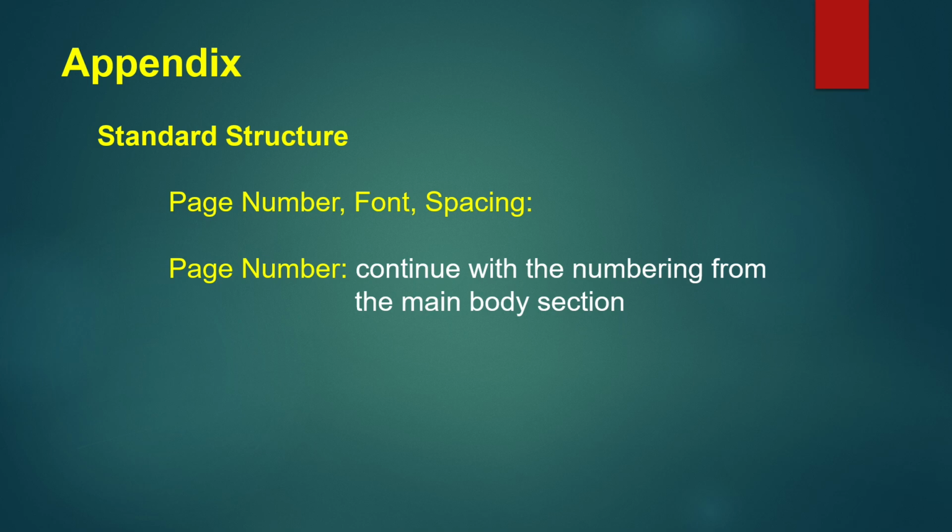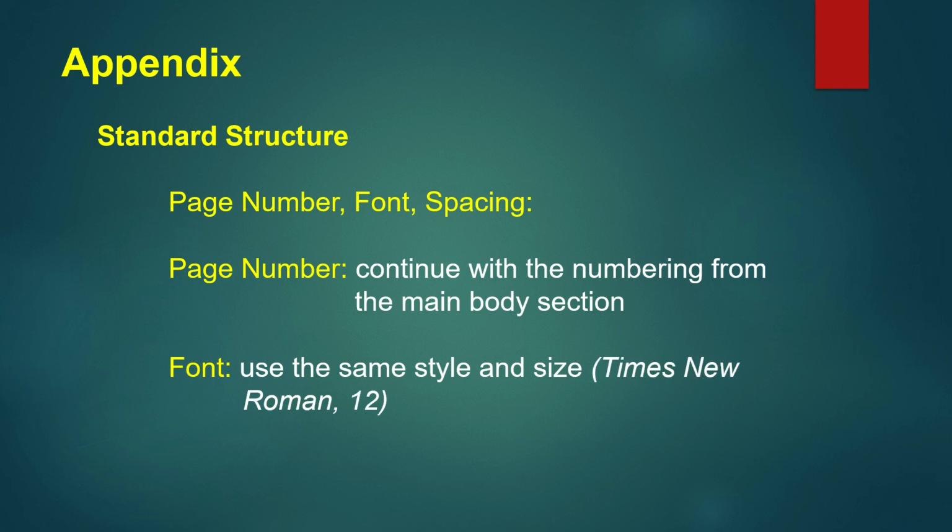As for the page number, continue with the numbering from the main body section and avoid restarting the page numbering. For the font, use the same font style and size you used in the other sections of the report. For example, Times Roman with 12 as its size. For spacing, be uniform again with the other sections of the report. Double spacing is mentioned in my other lesson videos about writing a research report.